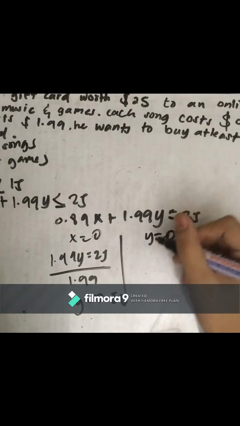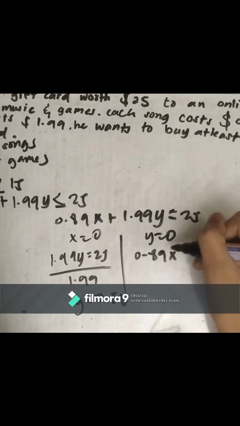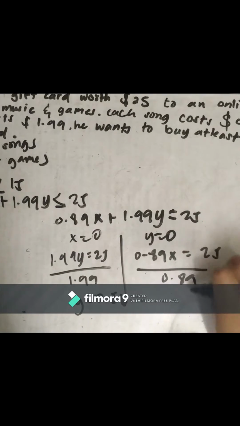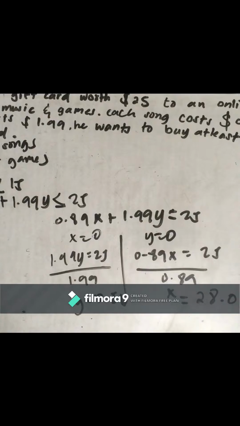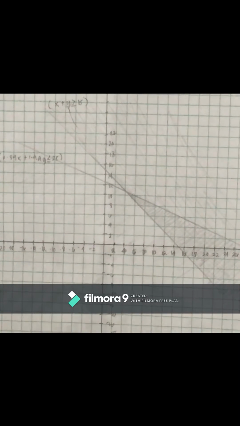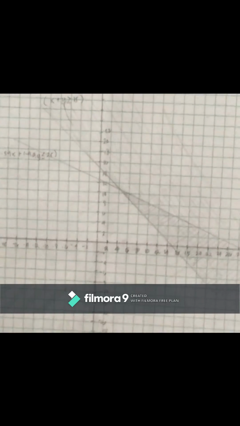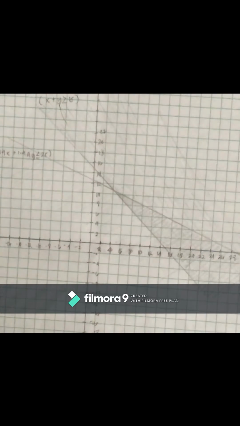When y equals 0, 0.89x equals 25. We'll divide both sides by 0.89, so x will be isolated. So 25 divided by 0.89 is 28.08. So when we apply our answers to a graph, it will be like this. So this is the first problem.